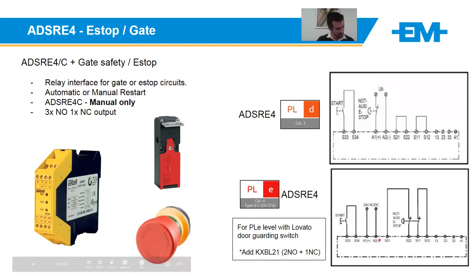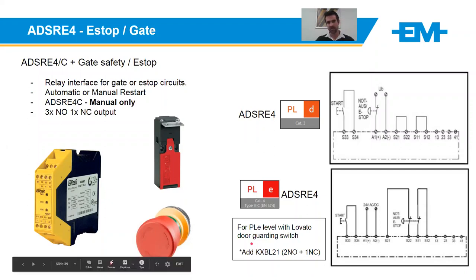You'll note that the unit ending in 4C is manual only. You do not have the option of restarting that safety circuit automatically. So if you don't want the option and you're scared someone might bridge out a certain input on the relay and make it automatic, you can choose the 4C, which is a manual only restart. You have to have that rising edge before the system would restart.